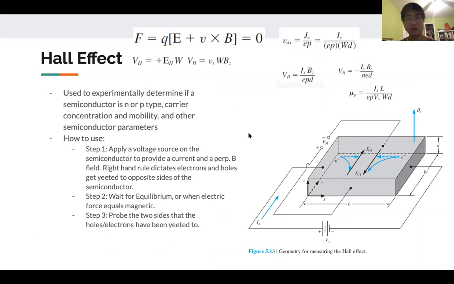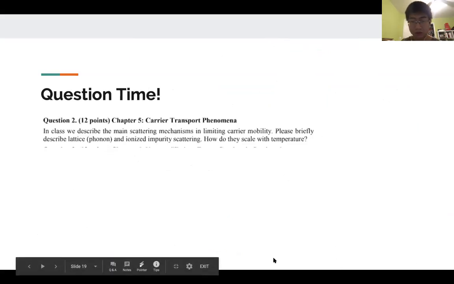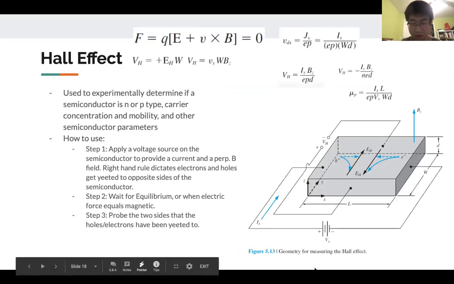Moving on. Did you guys cover Hall effect in lecture? Okay, I will skip Hall effect.